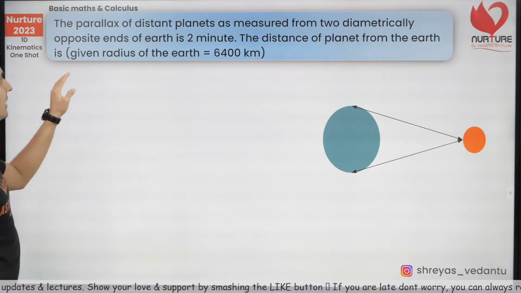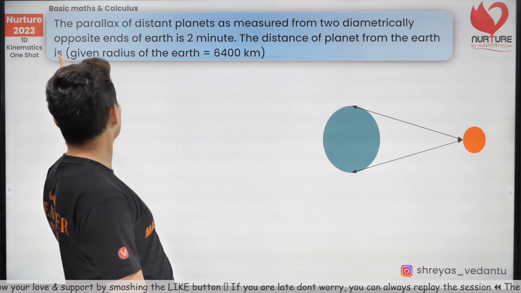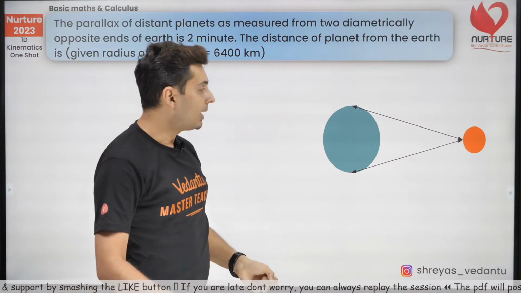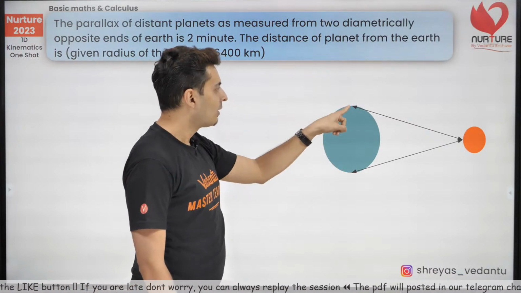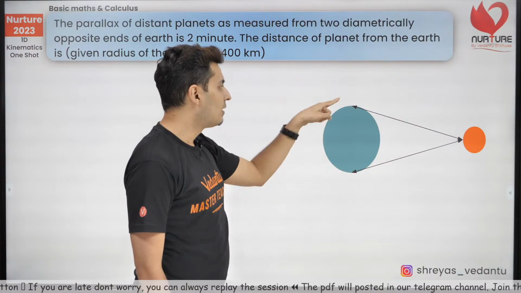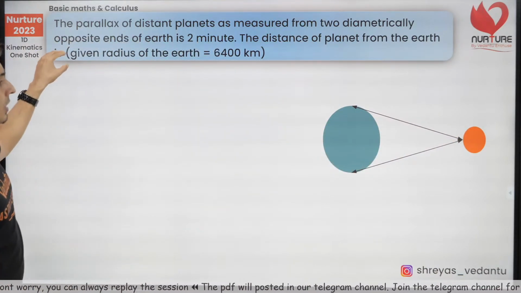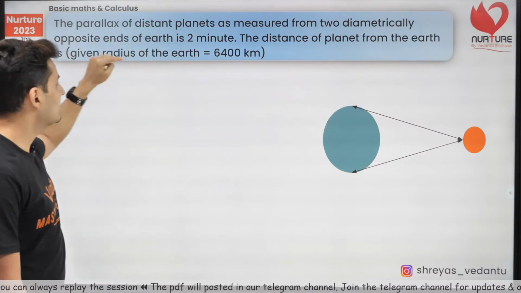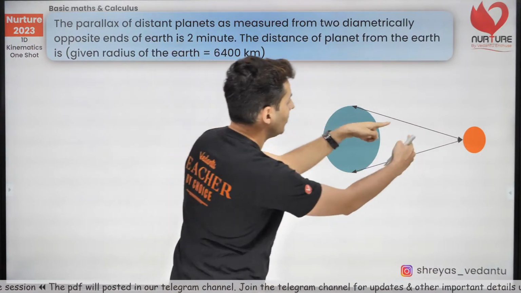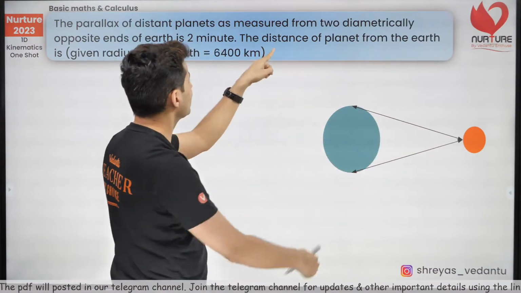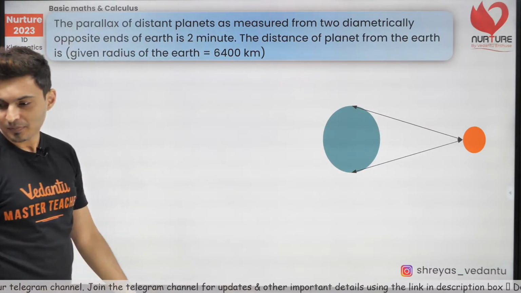Very interesting question. The parallax of distant planets as measured from 2 diametrically opposite ends of the Earth. Oh my God, like literally they have fought and gone places. One Pandu is here, the Champa is here. From 2 different points they are looking at the same object which is very far, and the parallax angle, alright, this angle which is there, is 2 minutes. The distance of the planet from the Earth is how much?